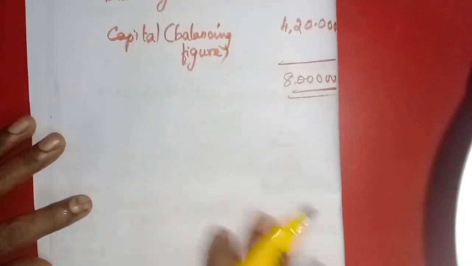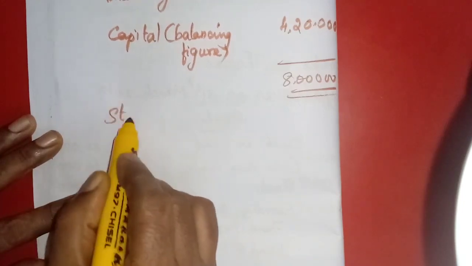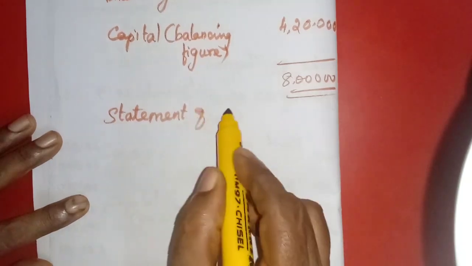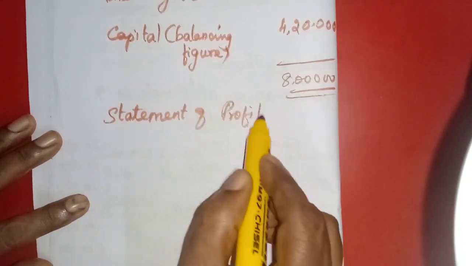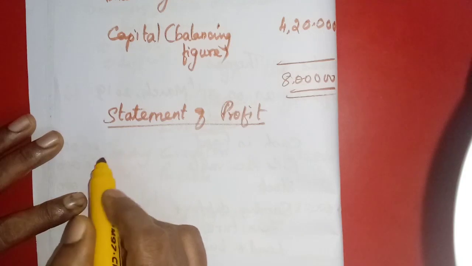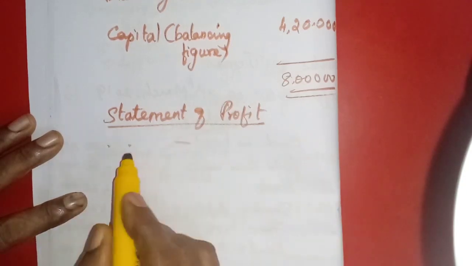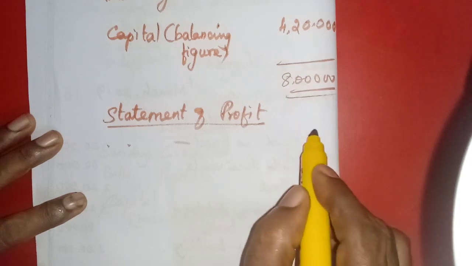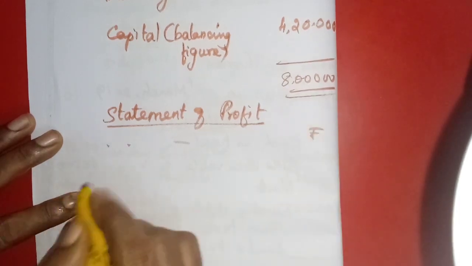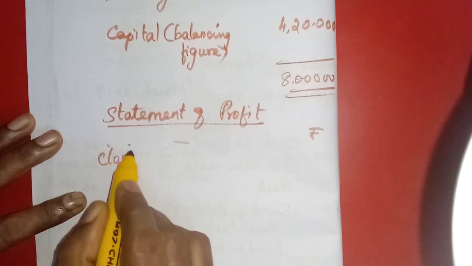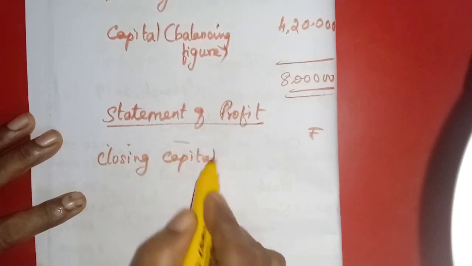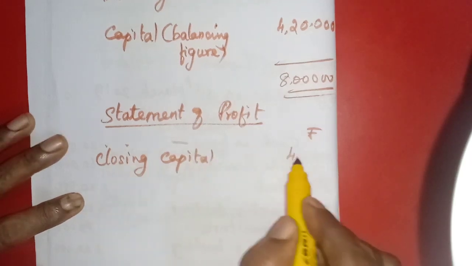Now we will prepare the statement of profit. Statement of profit, for the year ending, you can write. Okay, now rupees, particulars. Rupees alone I will write. Okay, first, closing capital. Closing capital, what we have calculated, 4,20,000.